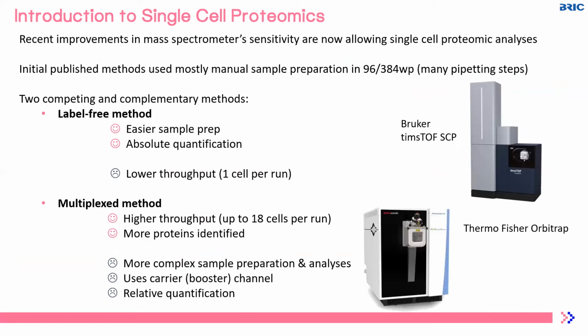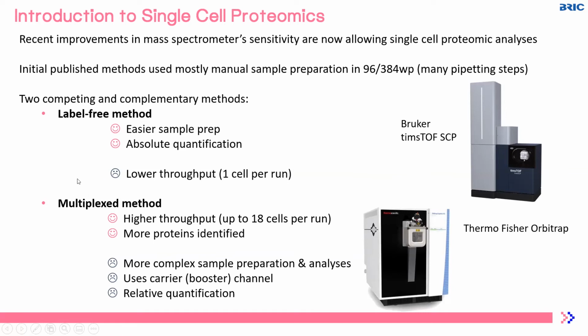The field of single-cell proteomics is a very young field. It's been around for about 5 years, and it's thanks to the improvement in the sensitivity of mass spectrometers. There are 2 main methods on the market today that are competing. There is a label-free method, which is using, for example, the Bruker timsTOF SCP. It has easier sample preparation. It provides absolute quantification, but it has very low throughput. We analyze 1 cell at a time, and currently with the timsTOF SCP, for each cell, it takes about 20 minutes of analysis.